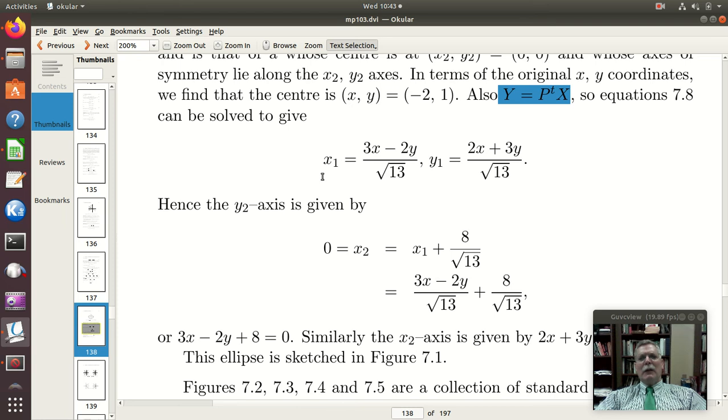So originally they had x, y as a function of x1, y1. Now they have y, the vector y, as a function of x, the vector x, the original x's. And then similarly, they did a transformation where they changed out x1 for x2.